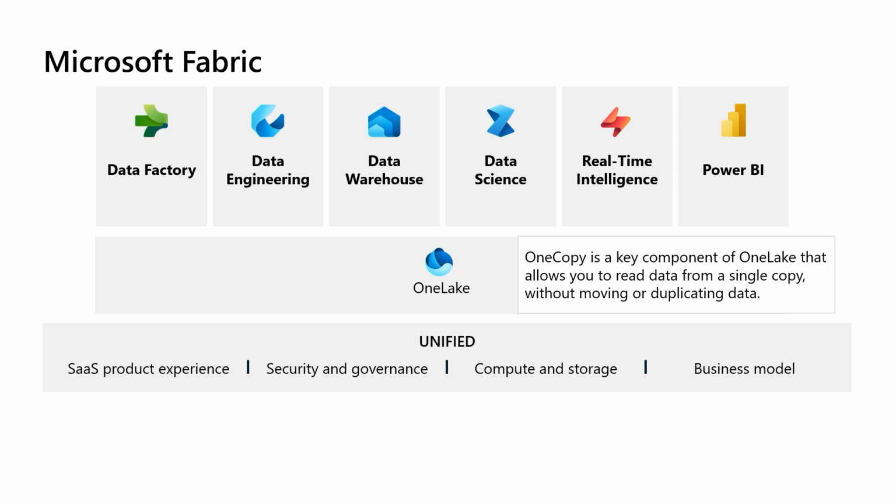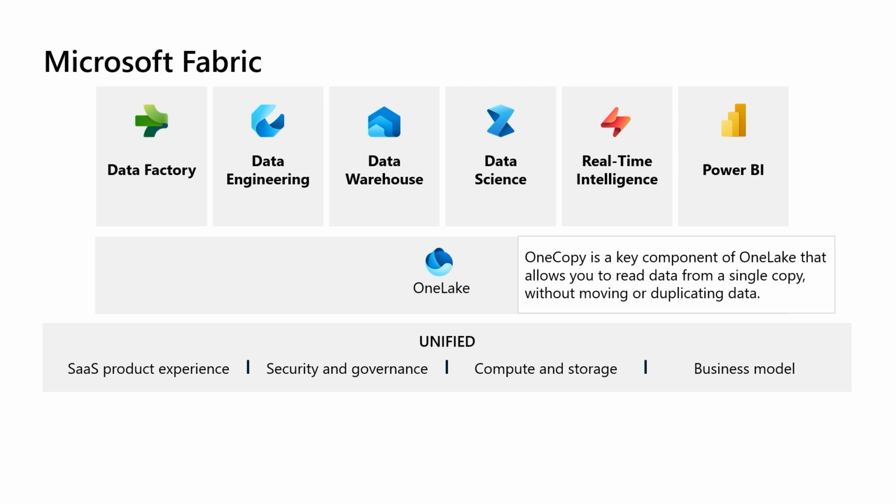OneLake is a single unified tenant-wide SaaS storage system to store any type of file, which makes it perfect to hold structured, unstructured, and semi-structured data that is very common with today's diverse data that may or may not be in a table format and more likely to be in a comma delimited, image, streaming, or social media format.